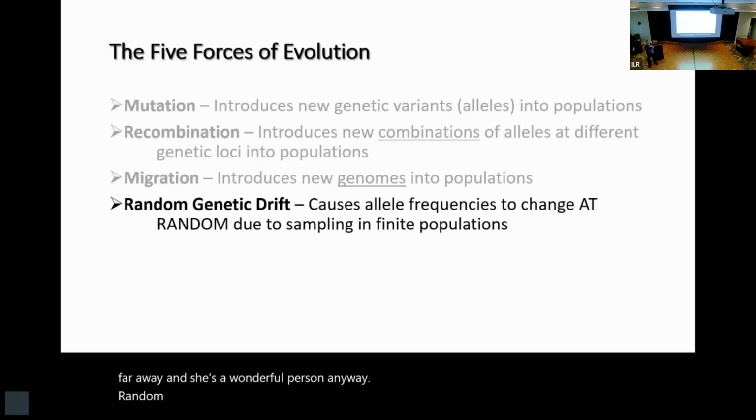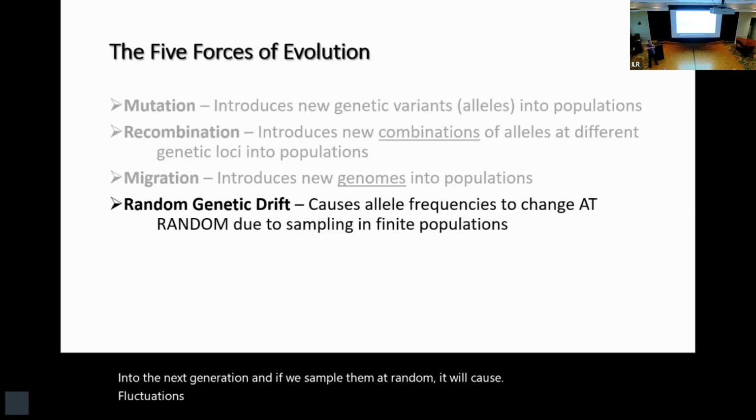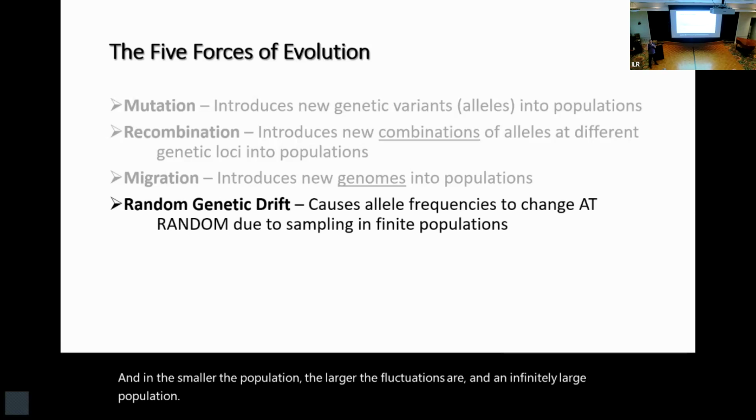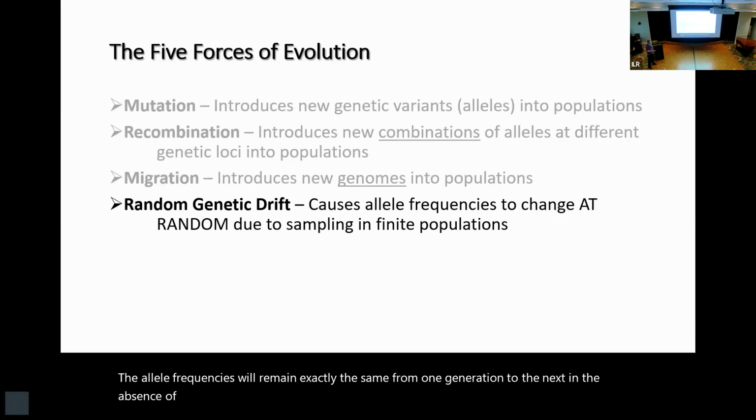Random genetic drift. In a finite population, you're putting a finite number of alleles into the next generation, and if we sample them at random, it will cause fluctuations in the frequency of the alleles from one generation to the next. The smaller the population, the larger the fluctuations are. In an infinitely large population, the allele frequencies will remain exactly the same from one generation to the next in the absence of other evolutionary forces.